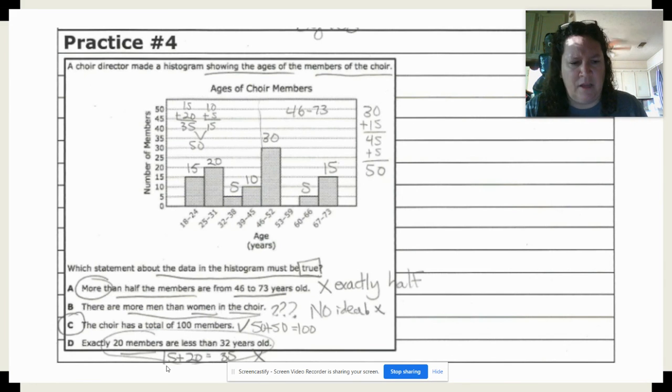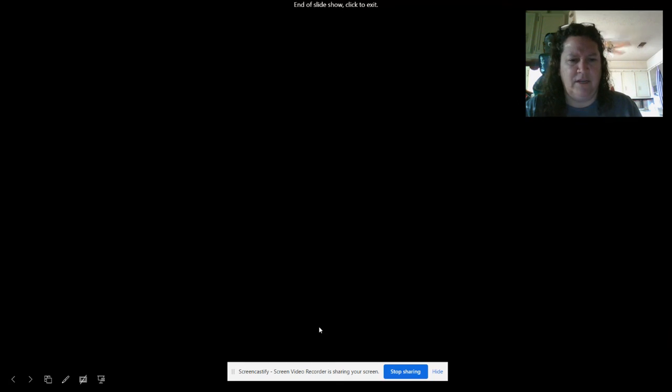Okay. The choir has a total of 100 members. Well, we already found out what half was and half was, so 50 plus 50 is 100. So that's the right answer. Let's prove this one wrong. Exactly 20 members are less than 32 years old. Well, 32 is here, and 20 plus 15 is not equal to 20, right?